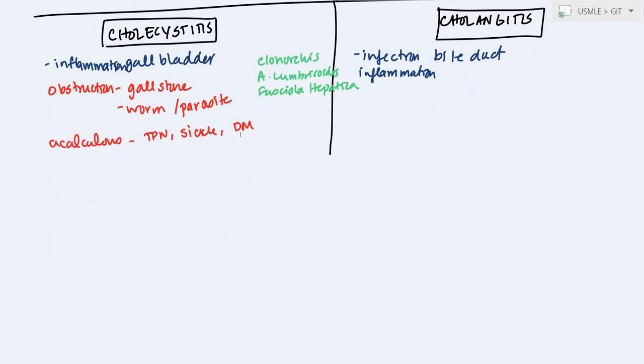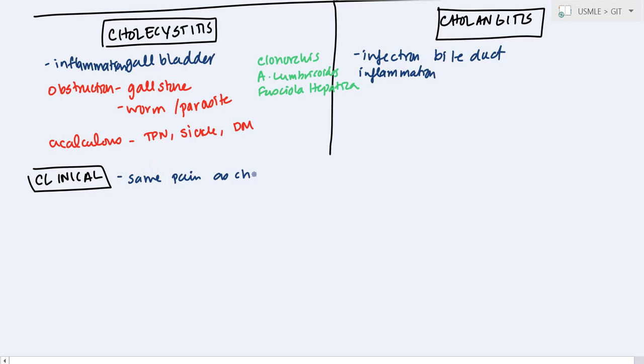For cholecystitis, what do you see clinically? Well, you're going to see the same pain as cholelithiasis, except longer. So you get the same pattern of pain as cholelithiasis, except it's much longer and it's more severe. So whereas cholelithiasis lasts 2 hours, here is going to last 6 hours. And on top of that, it's an inflammation, so you're going to get a fever associated with it, and this fever has no rigors.